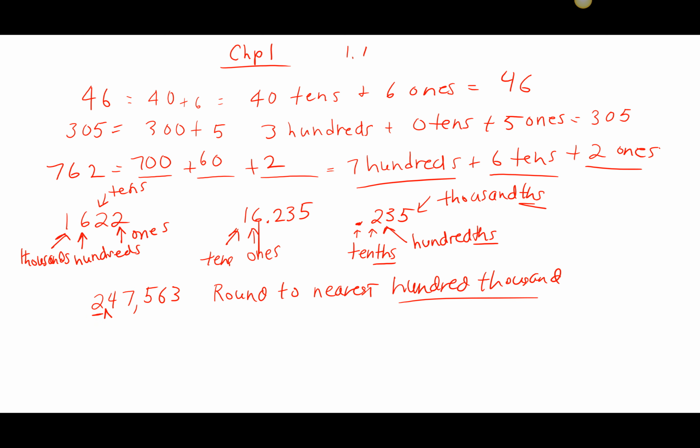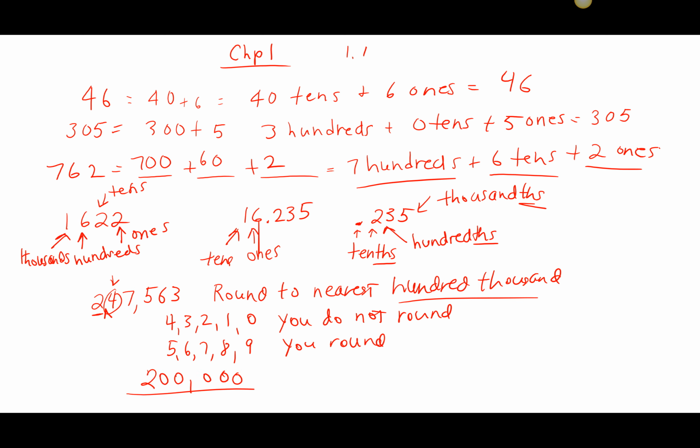So we put a little caret there because we're going to look at the number to the right of it, okay? If that number to the right of it is 4, 3, 2, 1, or 0, you do not round. If that number is 5, 6, 7, 8, 9, you round. So we're looking at that number. It's a 4, so we do not round. So it's going to be 200,000. And the reason it's going to be 200,000 is because we're rounding it to the nearest 100,000. But if the digit would have been a 5, then we would have rounded up.